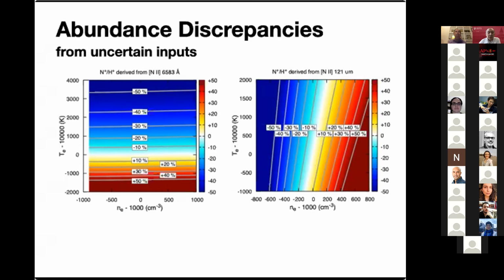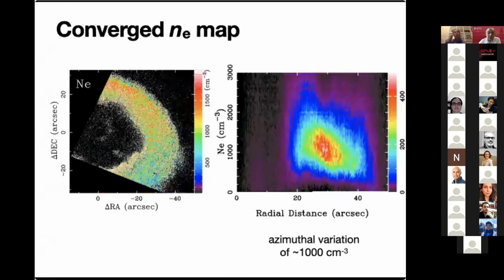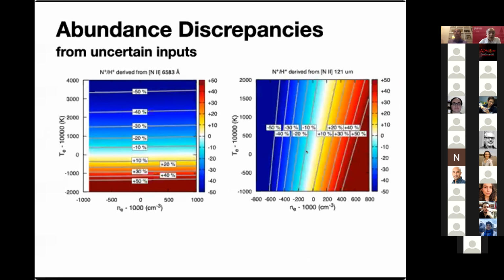Similarly, on the right-hand side is the density side. The density spread is about 1000, so 500 up and down. Going back, this is the true value here, and if you are off by 500 cc, then you get 40% uncertainty in your abundance analysis, right? So I hope I convinced you that this is a good way to do the analysis.